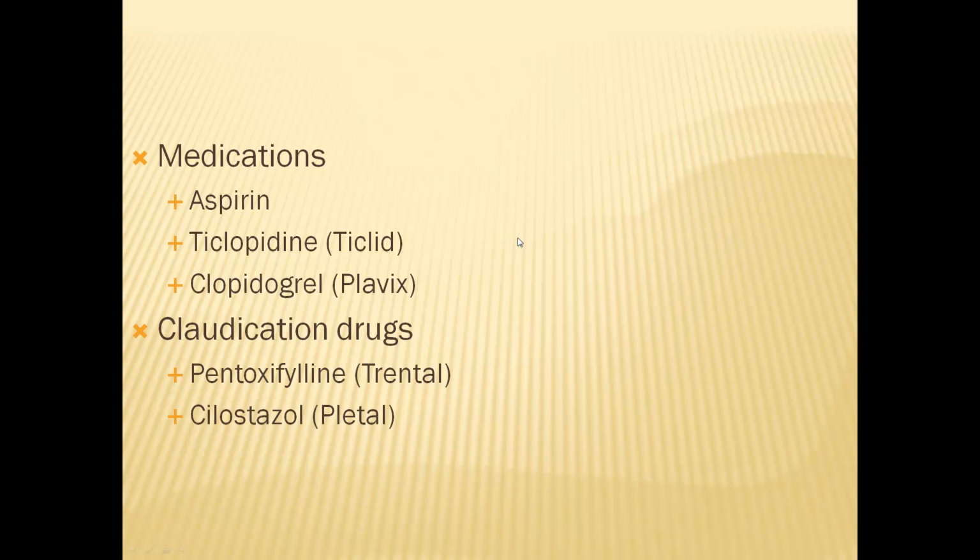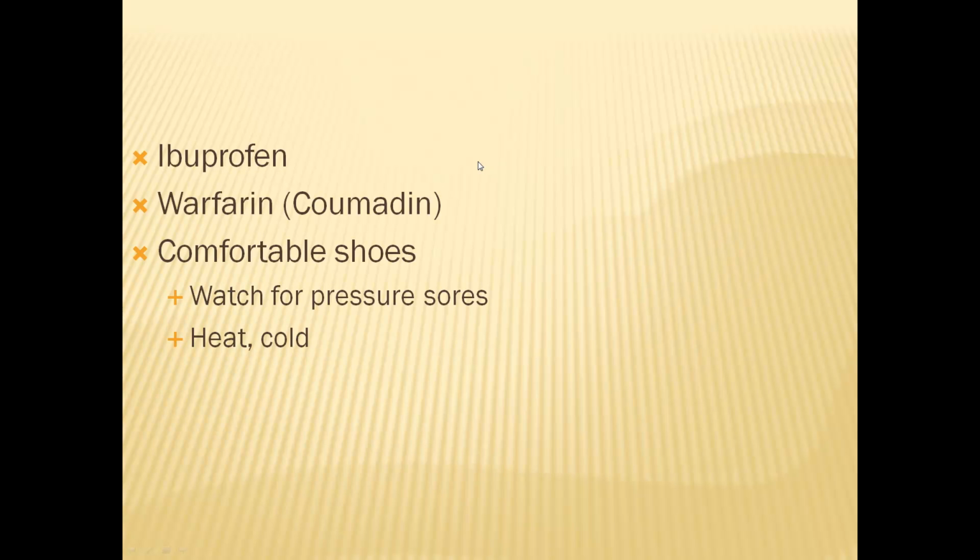We can put them on medications for peripheral artery disease. Aspirin obviously helps. Ticlid and Plavix will help the blood flow because they decrease your risk of forming platelet clots. Claudication drugs. Here are two medications for patients that have claudication: Trental and Pletal. Patients can be on ibuprofen. Maybe warfarin is warranted just for not forming any clots.